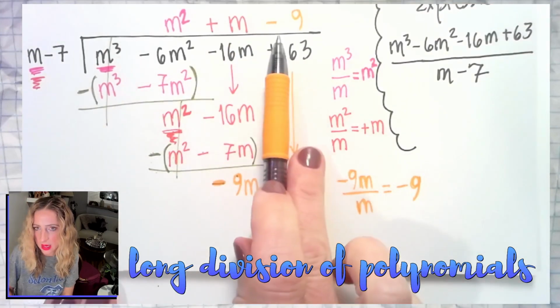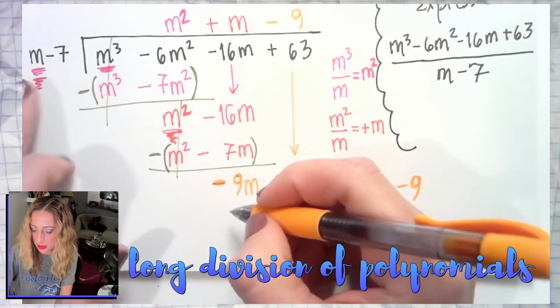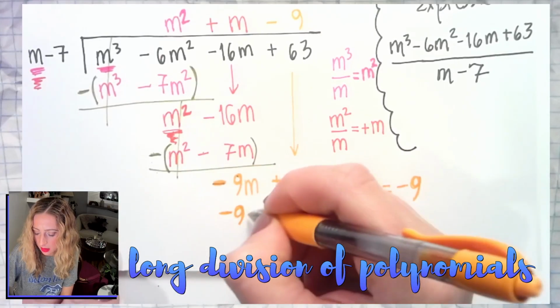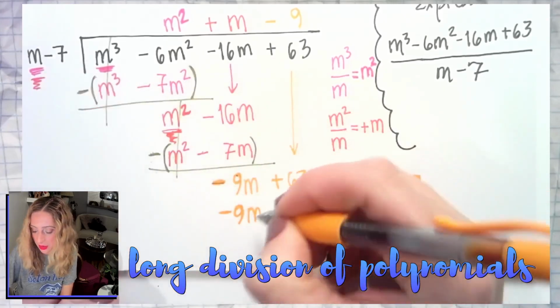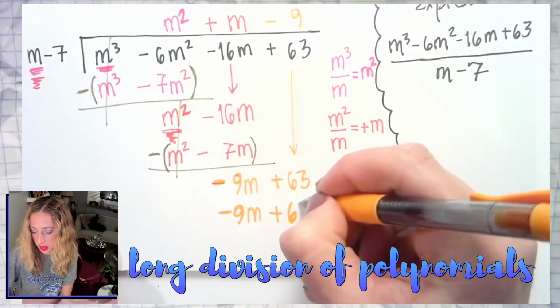I'm going to take the -9, and it's going to multiply by the m minus 7. -9 times m is -9m. -9 times -7, negative times negative is positive, and in this case it's positive 63.